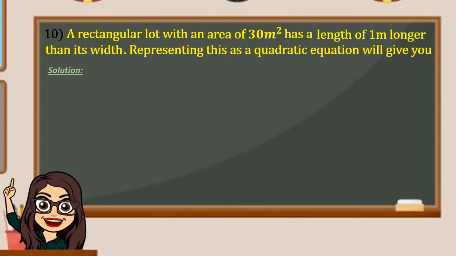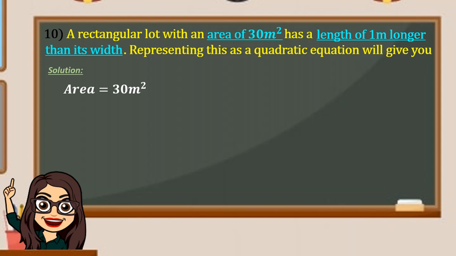So isa sa given in the problem is about the area of the rectangle. So nakalagay that the area of the rectangle is 30 meters square. So another information is about the length of the rectangle. Nakalagay, length of the rectangle is 1 meter longer than its width. Ibig sabihin, mas mahaba ng 1 meter si length kesa kay width.